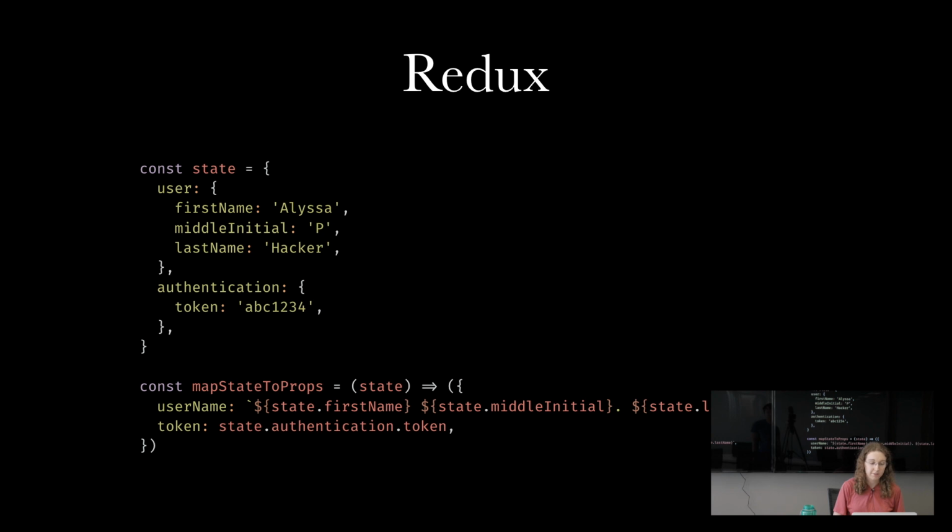And so you might have some component that needs the user's name, but needs it all concatenated together into a single string. And then it might also need the auth token. So you could write this mapStateToProps function, which basically maps a piece of your state onto the properties that your component consumes. And you might say, well, all right, I'll take all the pieces of the username and I'll concatenate them together using the ES6 string interpolation syntax.